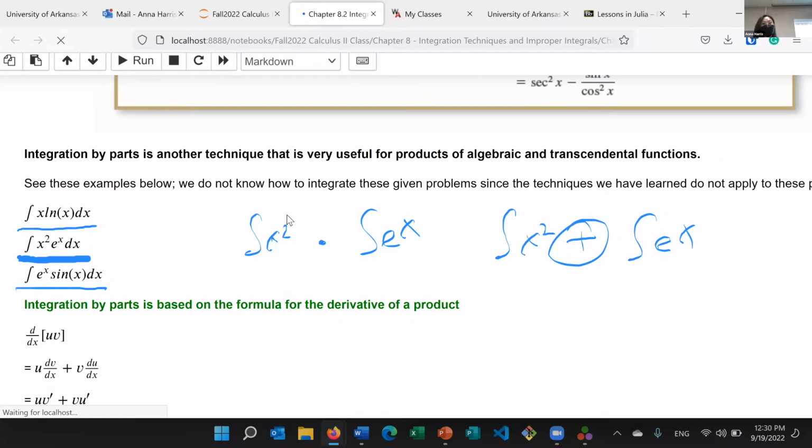What's nice about calculus is that whenever they introduce a new technique, it's like giving you a new power.